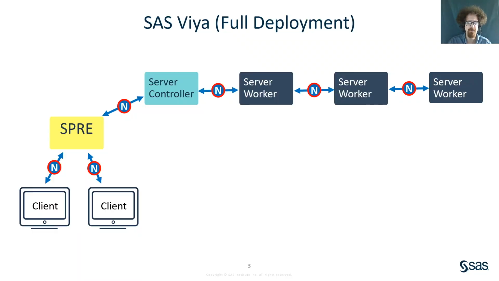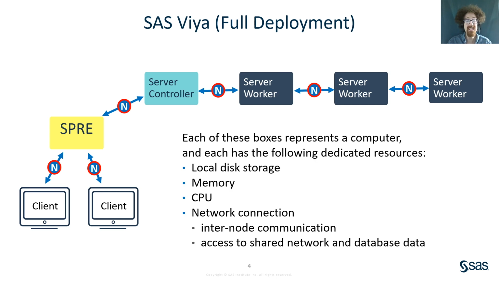SAS Viya in a full deployment is a multi-machine distributed platform. Here's an example in the slide. Each box here is an individual computing unit, either a separate computer or a virtual machine in a cloud deployment. Each machine has its own disk storage, that is hard drive, its own memory, that is RAM, and a CPU or multiple CPUs for each of these machines. They're all going to be connected via some sort of network communication, probably Ethernet.